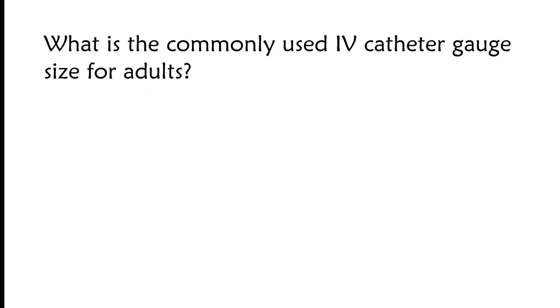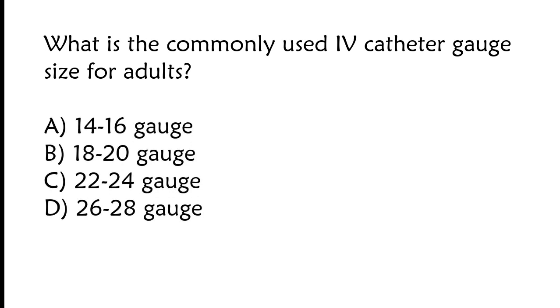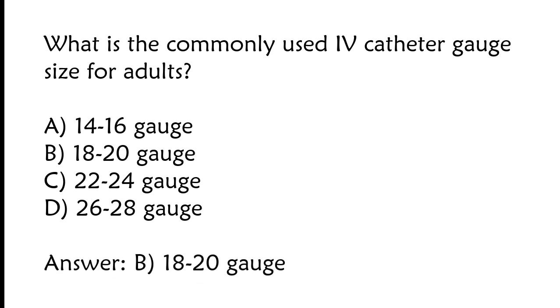What is the commonly used IV catheter gauge size for adults? 14 to 16 gauge, 18 to 20 gauge, 22 to 24 gauge, 26 to 28 gauge. The correct answer is option B. 18 to 20 gauge.